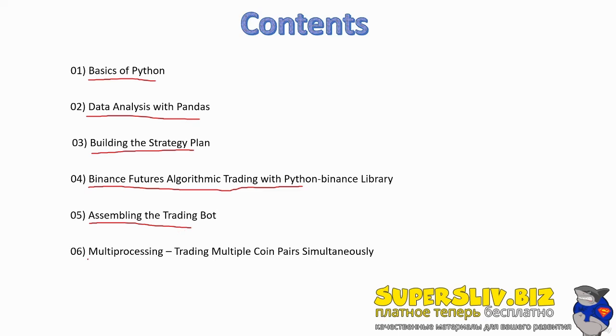In the final part, we are discussing multiprocessing. We are upgrading our trading bot to trade multiple currency pairs simultaneously.